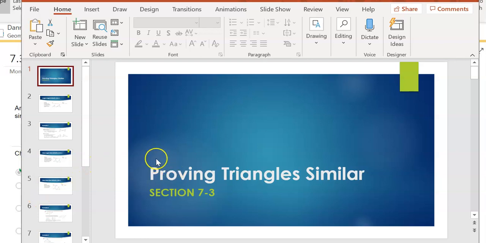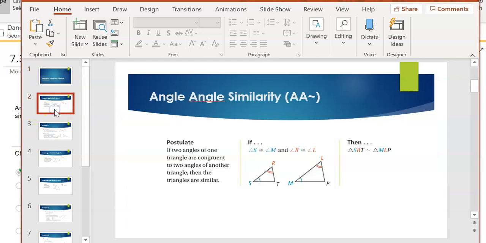All right, we are looking at section 7.3, which is about proving triangles similar. We've done something similar to this in the past, and we're looking at different theorems and postulates. Here's the angle-angle case, which means we have two congruent angles. If we have two that are congruent, then we know that the third has to be congruent.